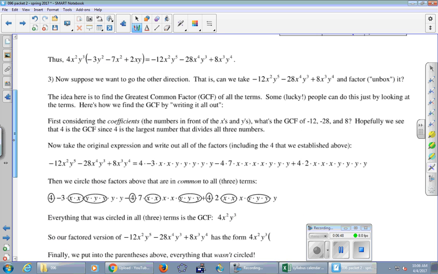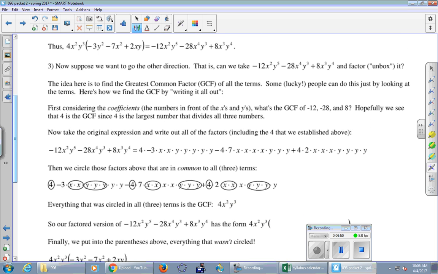Okay, so some lucky folks in this room might be able to look at that and figure out just by inspection what the greatest common factor is. You can look at the 12 and the 28 and the 8, pull out the biggest number. You can look at x squared, x to the 4th, x to the 3rd, figure out how many x's you can take out of all of them. And the same thing with the y's. I'm going to show you a method that will work no matter where you are in this class. But if you can do this process without the details we're about to do, that's okay.